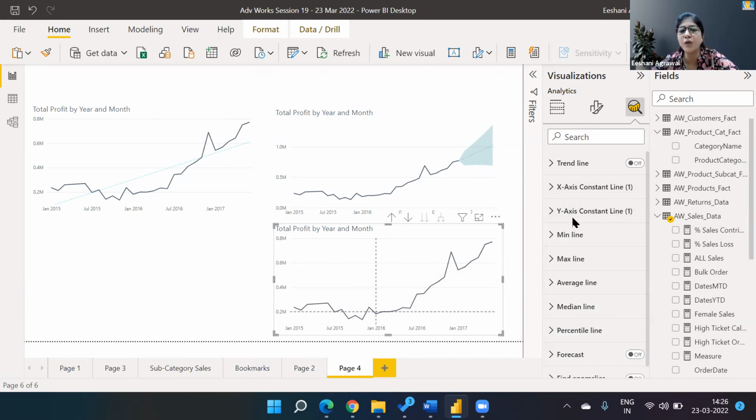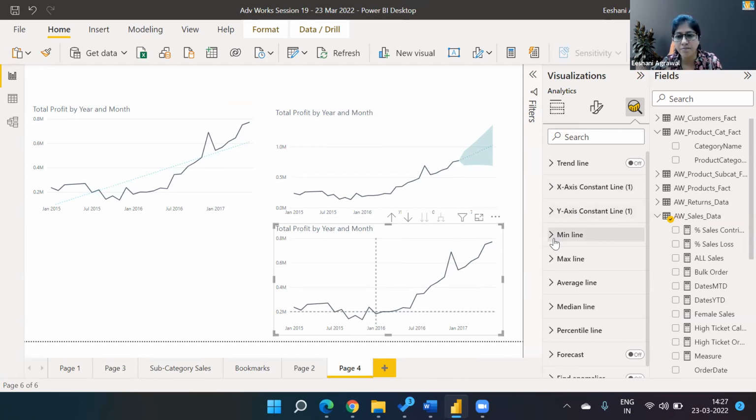It's not necessary to have both of them. It may be either one. Let's say you want to say this was the profit before an offer or marketing scheme, and this is the profit after a marketing scheme. In that case, we put an x-axis constant. If we have targets, what you wanted to achieve, and we want to see how much is above or below, then we use a y-axis constant line.